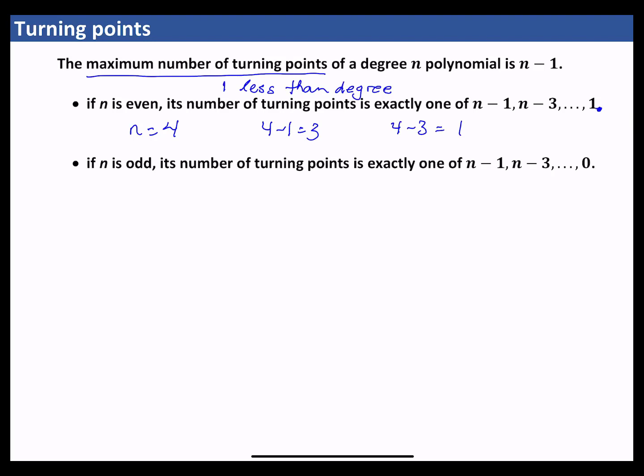And if the degree n is odd, its number of turning points is either n minus 1, n minus 3, etc., down to 0 turning points. And we saw this with the degree 5 polynomial. It had either 5 minus 1, which equals 4 turning points, 5 minus 3, which equals 2 turning points, or 5 minus 5, which equals 0 turning points.